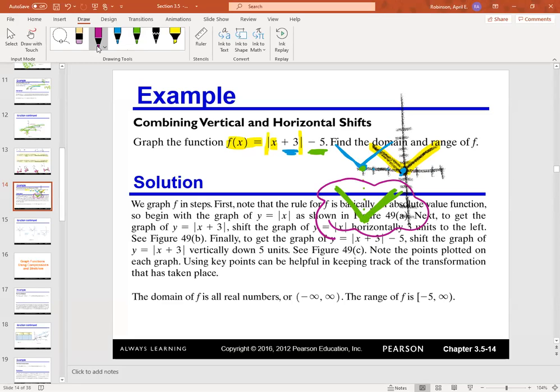And then they ask you, what's the domain? Well, it's a V, just like a parabola. It spreads across the entire x-axis, so negative infinity to positive infinity. However, the range, when you look at it, its lowest point is right here, which was at negative 5. And then the V goes up, so it goes to infinity.